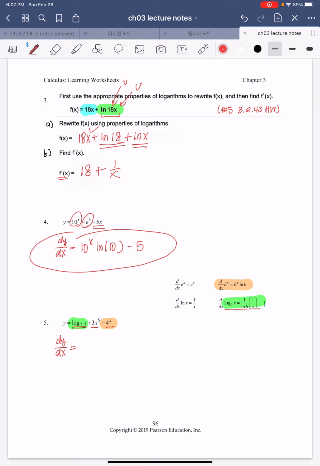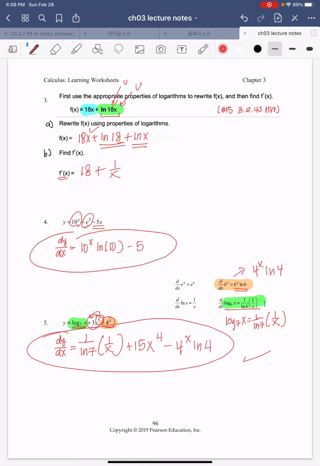Looking at this one, so I'm going to have log of 7x will be 1 over ln 7, 1 over x. Middle term is the easy one. Bring down the power, subtract by 1. But 15, x raised to the 4th power. This last term, negative 4, that's going to be 4 to the x ln 4. So negative 4 to the x ln 4.